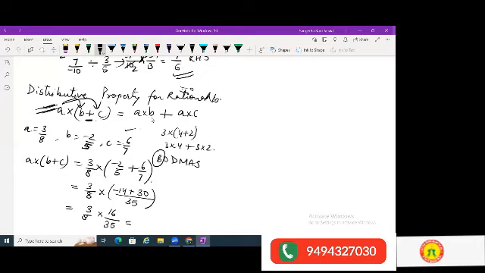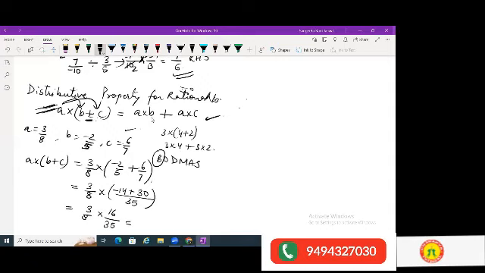Ma'am, will the formula also be given? You might not be given the formula, you might be given it also. But you have to remember what the distributive property is, because distributive property is the same everywhere. It's just that in the case of addition we write plus, and in the case of subtraction we write subtraction.